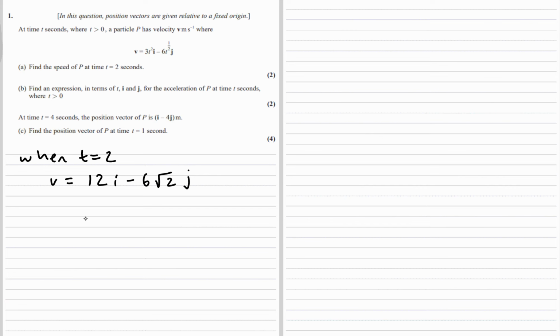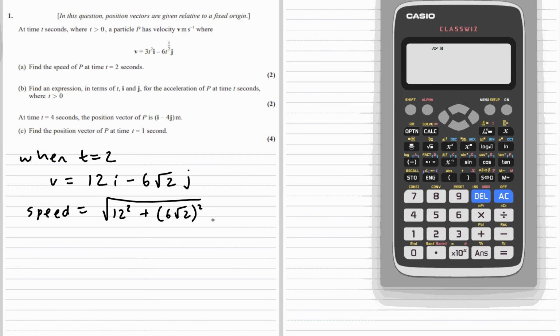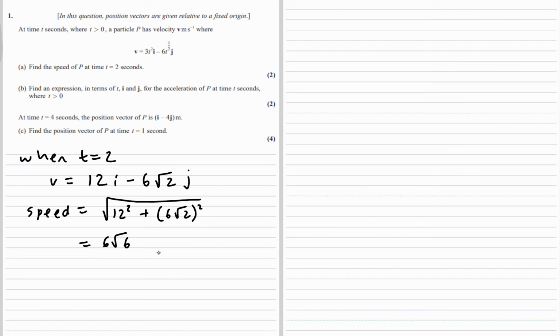So to go from velocity to speed, we use Pythagoras. So the speed is going to be the square root of 12 squared plus 6 root 2 squared. And we can just type that in the calculator and it will give us the speed. So square root of 12 squared plus 6 root 2 squared, and that is 6 root 6. So we've got 6 root 6 meters per second.